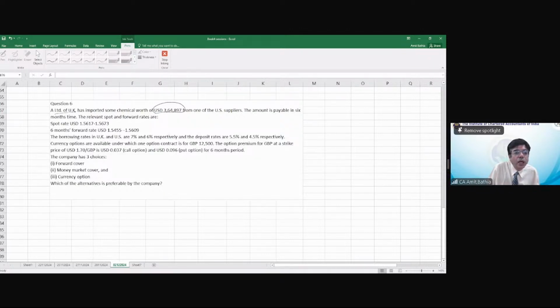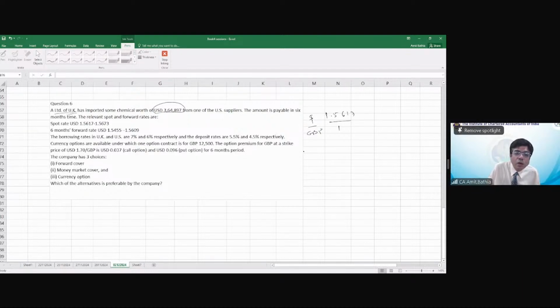A Limited of UK has imported. Which is the currency for UK? GBP, right? So is this USD upon GBP or is this GBP upon USD? I think it's GBP upon USD. No, you are told USD is 1.5617. So if USD is 1.5617, that means denominator is what? That means denominator is 1. So this 1 is what? GBP. Am I right? Are you with me?